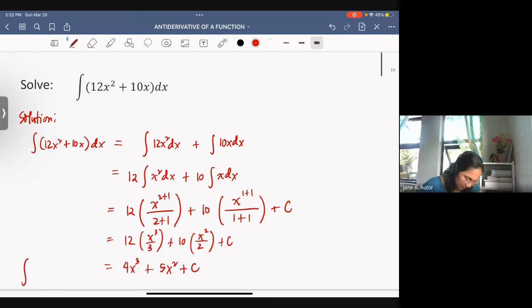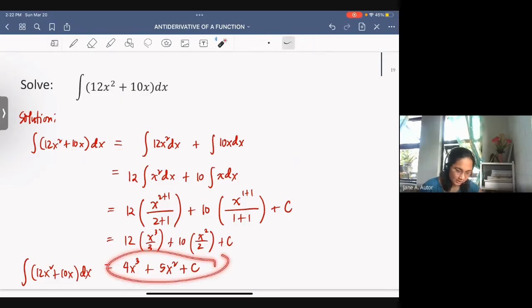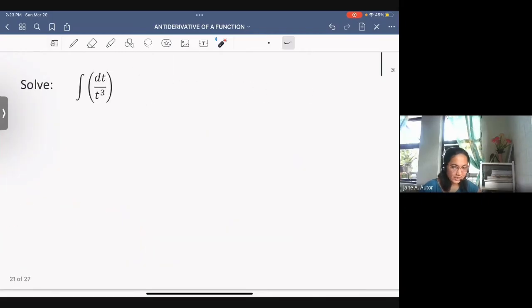So this is the integral of 12x squared plus 10x dx. If you want to check, you can just get the derivative of this expression. So, check natin. Derivative of 4x cubed, that will be 12x squared, which is the same with this. Next, derivative of 5x squared is 10x, and then derivative of any constant is 0. Thus, the integral of the quantity 12x squared plus 10x dx is equal to 4x cubed plus 5x squared plus c. Let's go to the next example.